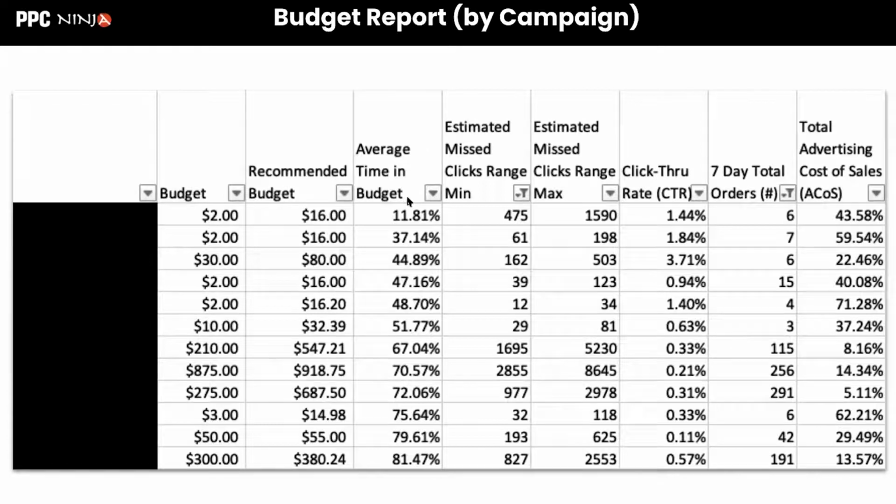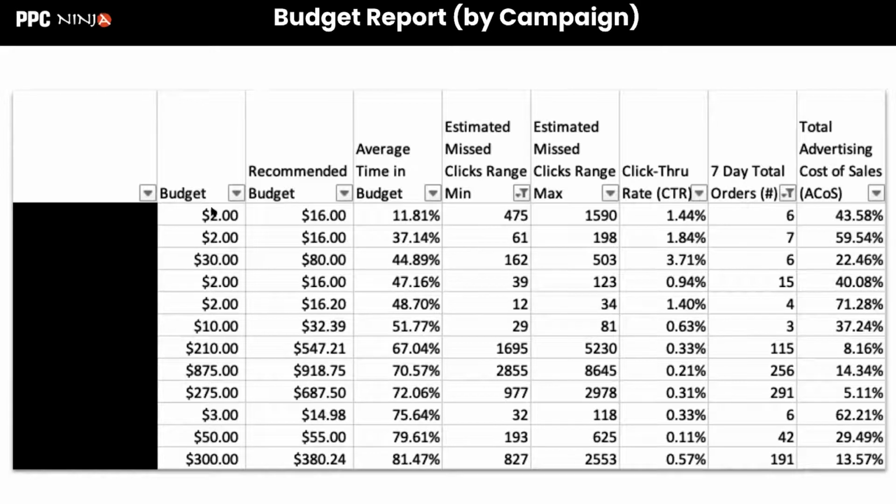Average time in budget just means, what percentage of the time were you within budget? Which means the rest of the time you ran out of budget, right? That's the thing that most people get anxious about, because they're running out of budget, or their budget finishes pretty early in the day, and so on. So this percentage tells you what percentage of the time you were in budget. So that's interesting. Then there are 2 other interesting ones as well. Estimated missed clicks. Because you were not in budget, you missed between 475 clicks to 1,590 clicks. So this information tells us what you might have gotten had you been within budget, right?